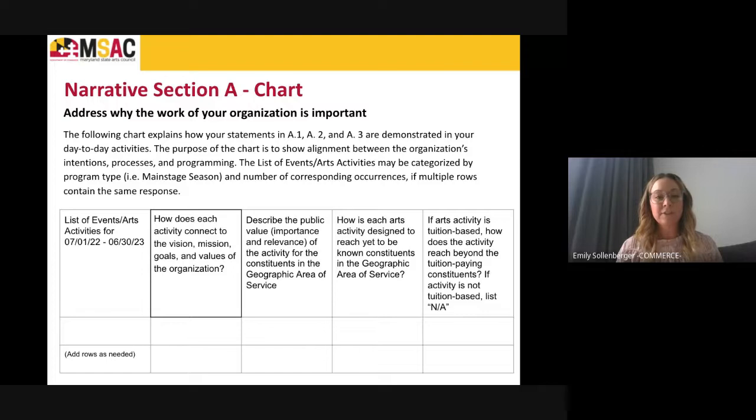The third one is, how is each arts activity designed to reach yet-to-be-known constituents in your geographic area of service? And then the new piece, again, tying back to the tuition-based question: if your arts activity is tuition-based, how does that activity reach beyond the tuition-paying constituents? And if it's an activity that's not tuition-based, you can just list NA for not applicable.